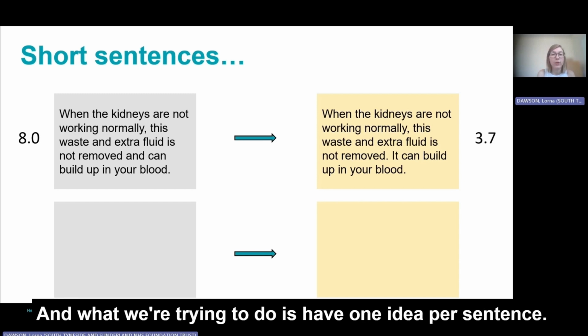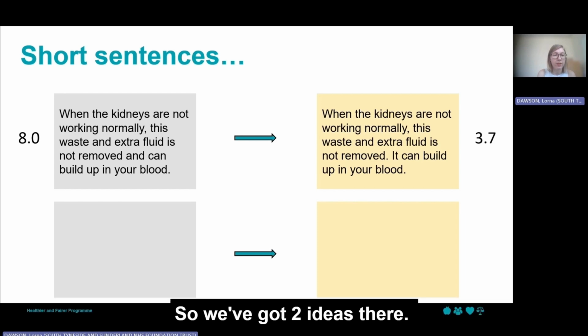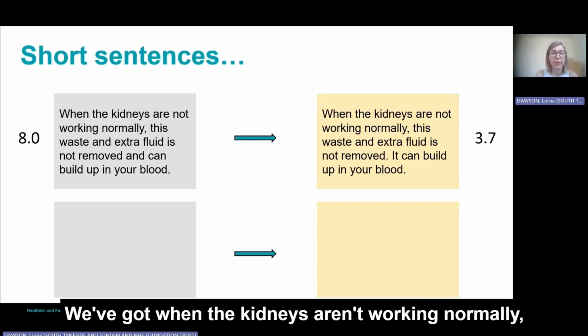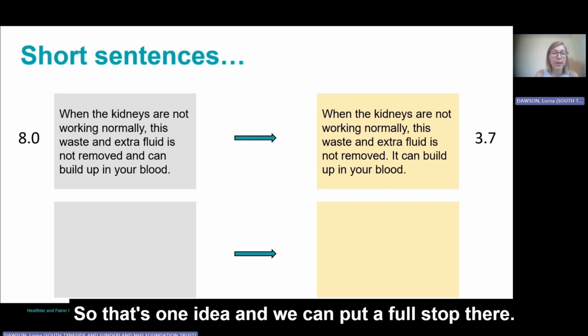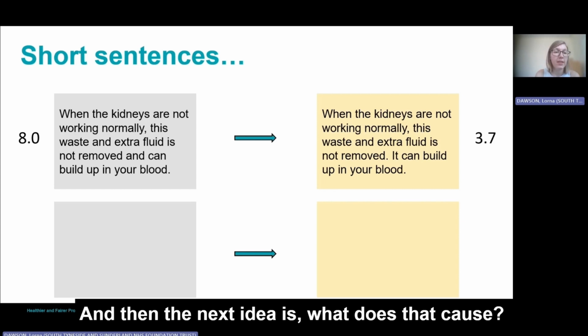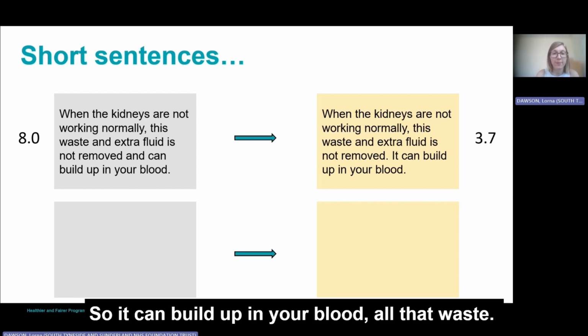And what we're trying to do is have one idea per sentence. So we've got 2 ideas there. We've got when the kidneys aren't working normally, this is what happens. So the waste and extra fluid is not removed. So that's one idea, and we can put a full stop there. And then the next idea is, well, what does that cause? So it can build up in your blood, all that waste.